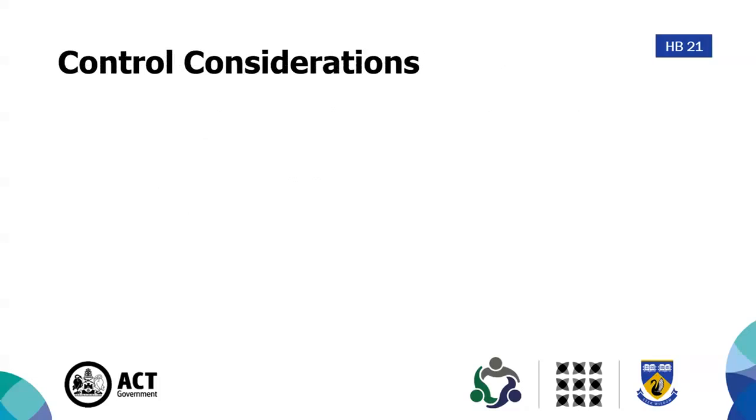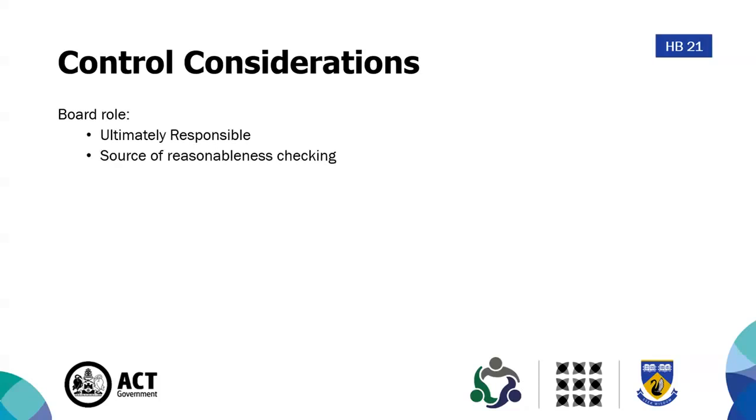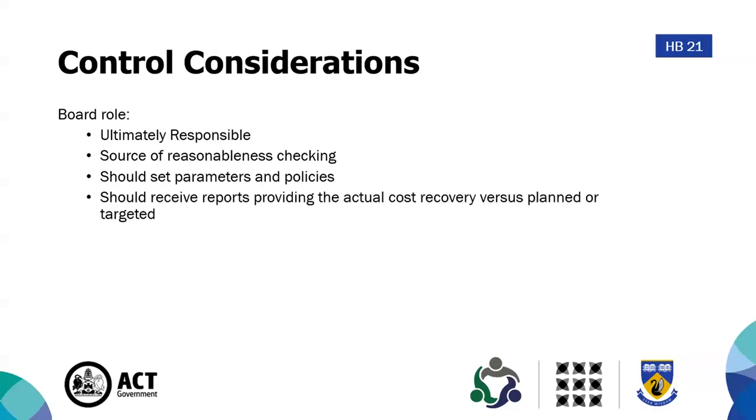In that respect, as we mentioned before, the board is ultimately responsible. It's also, though, a source of reasonableness checking in relation to costing and pricing processes, and it should set the parameters and policies relating to this particular process. The board should also receive reports providing the actual cost recovery versus planned or targeted cost recovery associated with your activity levels and your financial reporting processes.